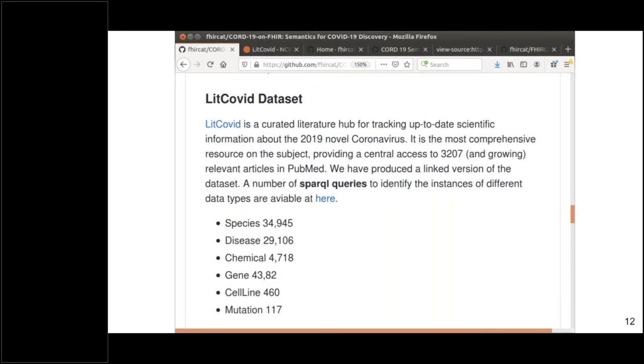So the result is that we have the CORD-19 data set that we've converted into FHIR RDF and inserted semantic annotations, and the results of the PubTator annotations and the LitCovid data set, all of which are now represented in FHIR RDF. And our hope is that that will be interesting and useful to other researchers. We know of at least one researcher within the Mayo Clinic who is already using this, but not sure about other researchers right now.